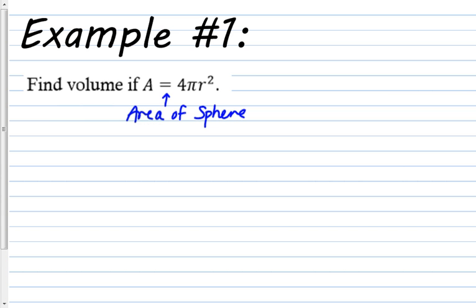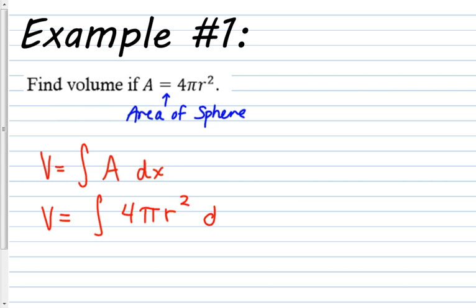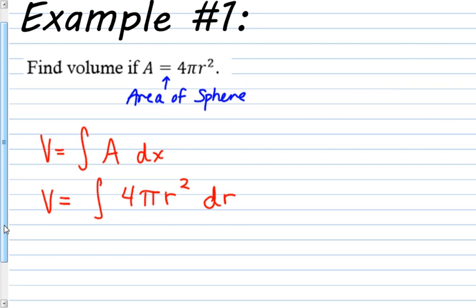Now, if I want to find the volume, I'm going to actually integrate the area. Volume is going to be the integral of area. So volume is going to equal the integral of 4 pi r squared. And we are integrating with respect to r, which is the radius, right? For a circle or a sphere.